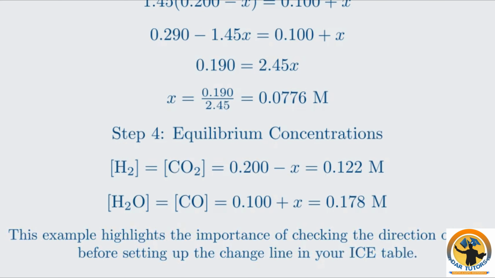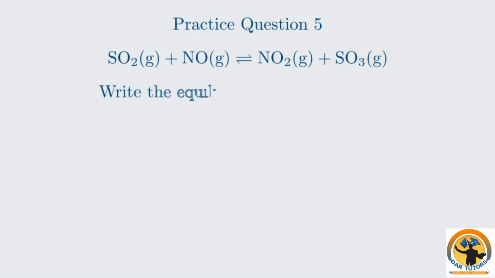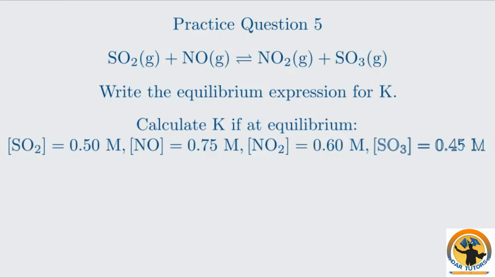Let's work through the final IB-style practice question. The question is, sulfur dioxide reacts with nitrogen monoxide to form sulfur trioxide and nitrogen dioxide. All substances are gases. Write the equilibrium expression for K. Then calculate the equilibrium constant at a temperature where the equilibrium concentrations are known to be SO2 equals 0.50 M, NO equals 0.75 M, NO2 equals 0.60 M, and SO3 equals 0.45 M.